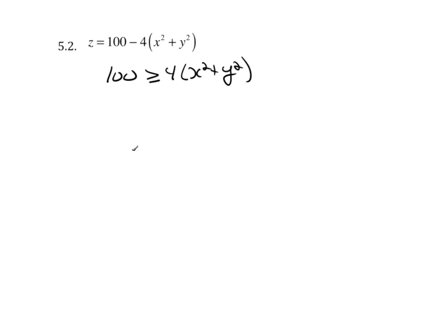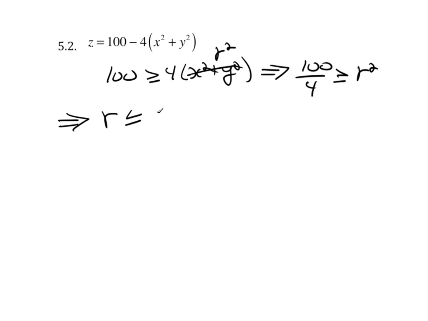I'm going to think about this in terms of polar coordinates, so I'm going to make this r squared. That would then imply that 100 over 4 has got to be greater than or equal to r squared. That means basically that r is going to be less than or equal to 25. So this is obviously some type of parabolic sort of a thing.